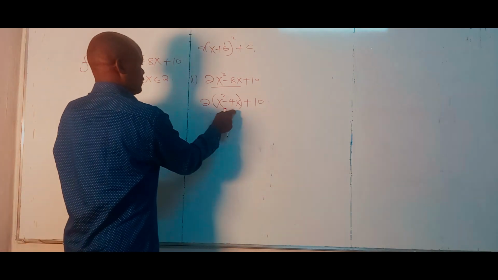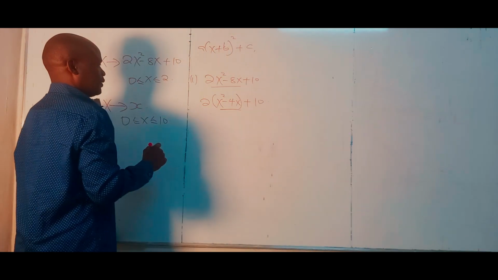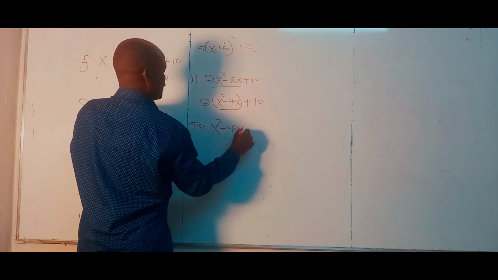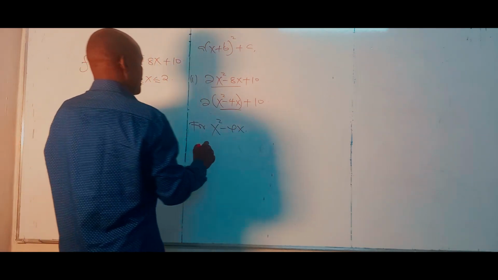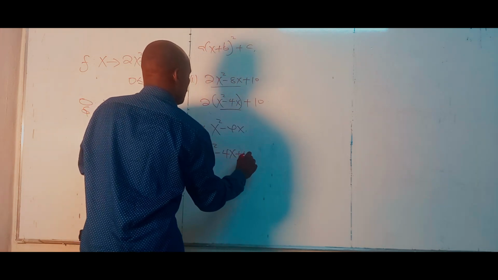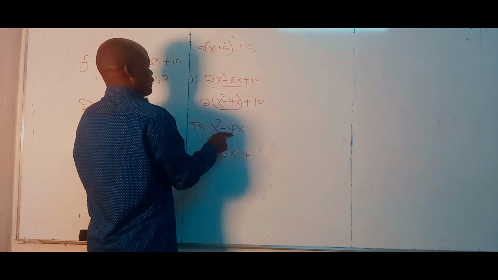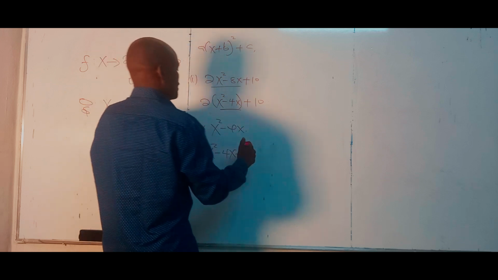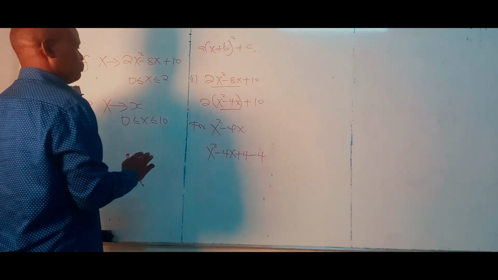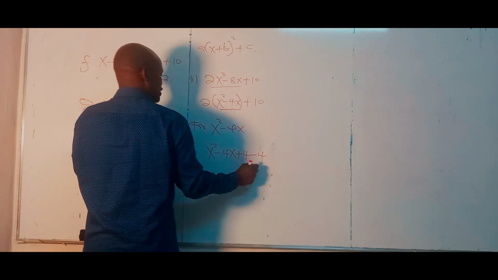But I want to consider whatever is inside. I want to complete the square for what is inside. So for x squared minus 4x, if I'm to complete the square, it will be x squared minus 4x plus 4, where 4 is the square of half of this. Half of this is 2, squared is 4. Plus 4 minus 4. So that I've added and also subtracted.